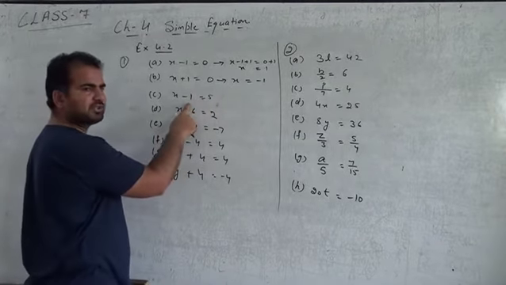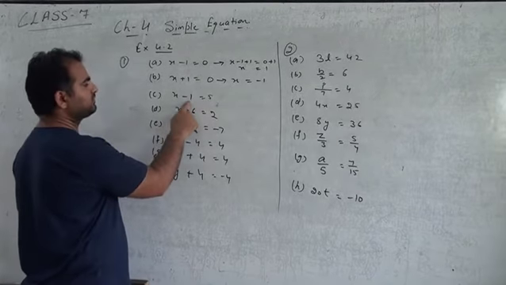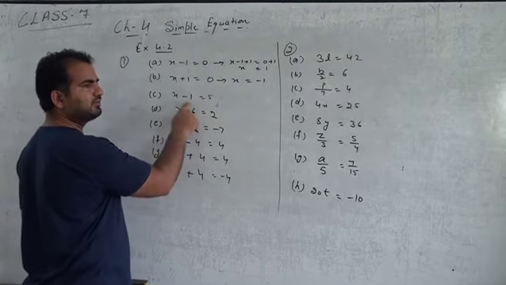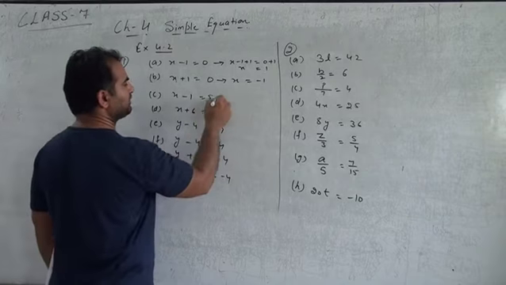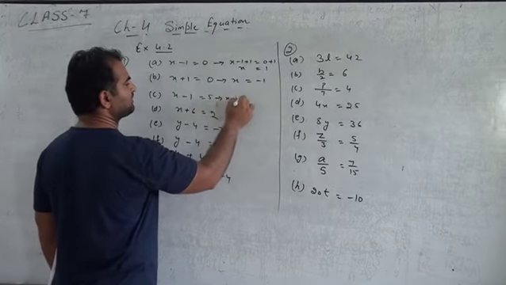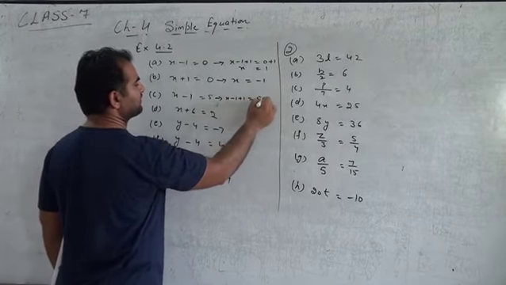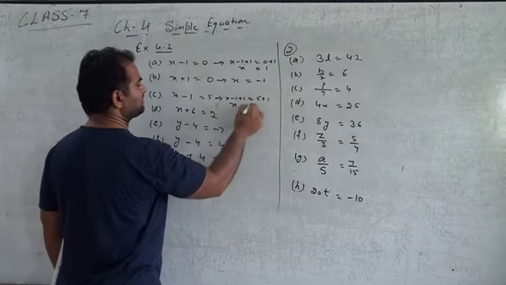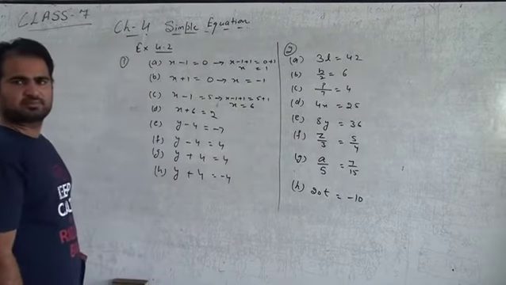We have to remove this minus 1 to get the value of x. So what we will do? We will add 1 to both sides. So it will be like x minus 1 plus 1 equals to 5 plus 1. It will be x equals to 6.